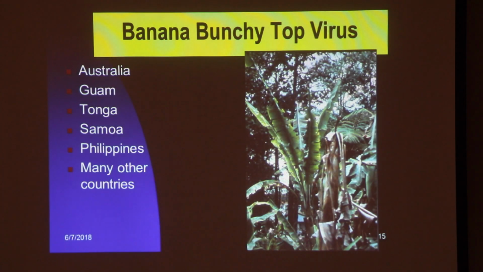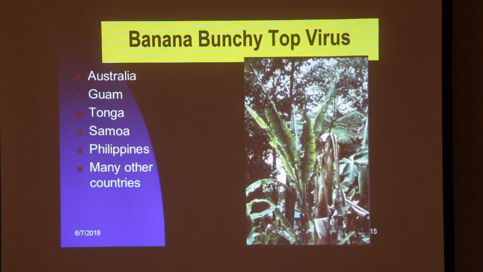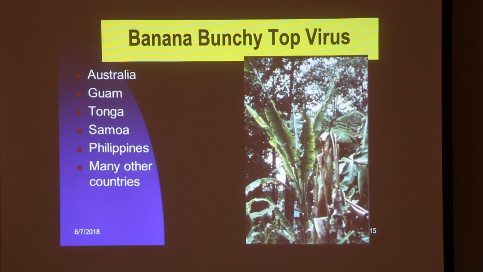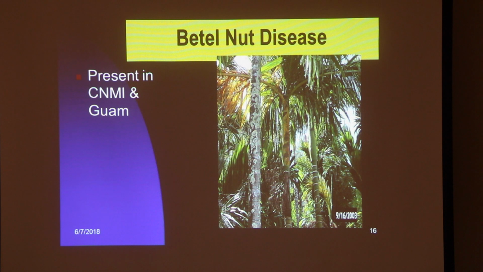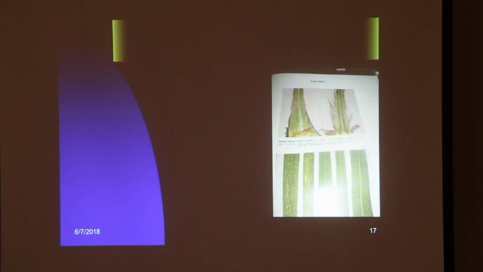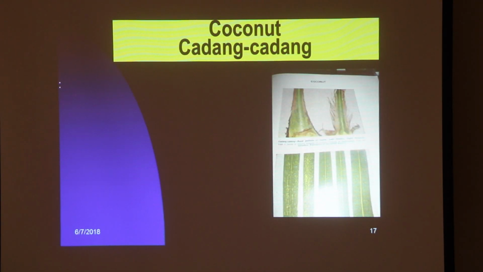Now we have plants which are not here. There's a disease called banana bunchy top virus. It's in Guam, it's in Tonga, Philippines, and many other places. It doesn't allow the banana to grow up. It keeps the banana slowed down, and it makes it look bunchy and has yellowish narrow leaves. Another one is the betel nut disease in Guam and CNMI. We don't have it.